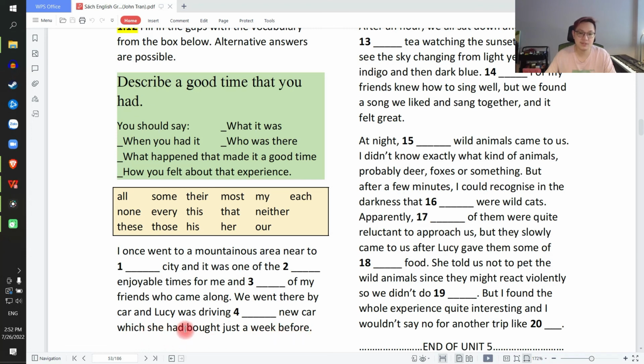So of course she bought it just a week before. Of course it's her new car. Number 4 surely is her new car. Number 1 can also be near our city, but then our city sounds weird because you mentioned I went to a mountainous area. It should be near my city, right? Our city can also include some of my friends here.